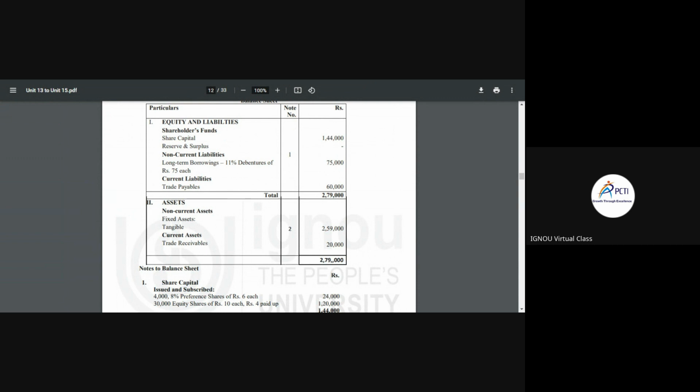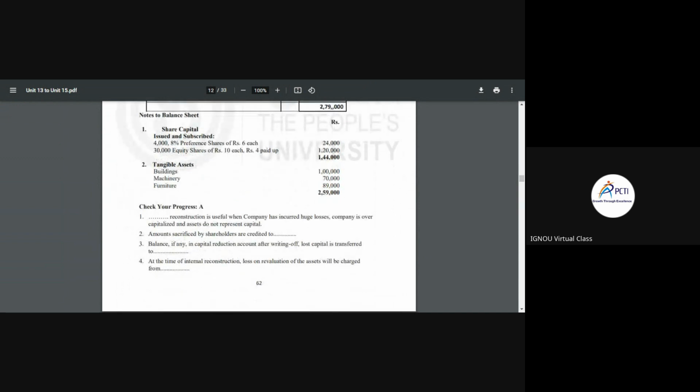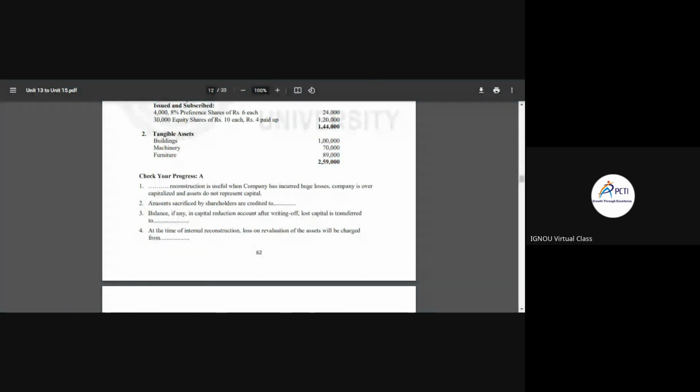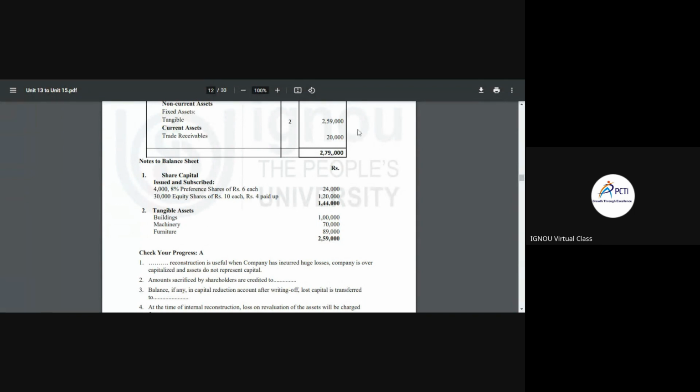Then we have the asset side, non-current assets, fixed assets, that will be the tangible 2,59,000. Then we have the current asset, that will be the trade receivable of rupees 20,000, and the total amount of both the sides will be 2,79,000. Here you have the notes also for making this particular balance sheet. That means if we are saying the tangible asset, we directly mention here 2,59,000, but we add the amount of building, machinery, furniture, then this amount will be shown.